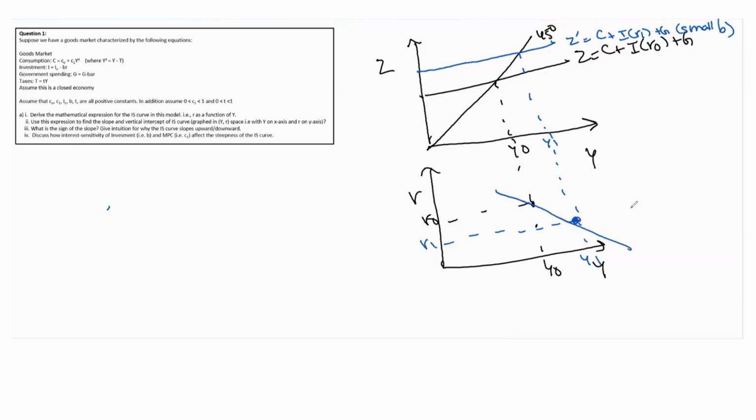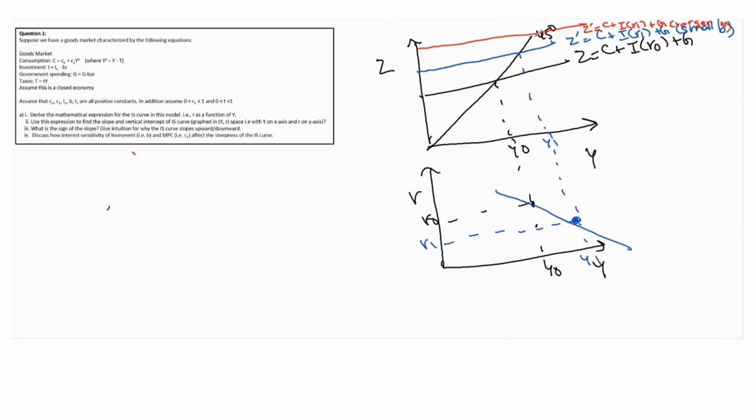Okay, this is like this. Right. So now what if we had a larger B? If the B was larger, if investment was more sensitive to interest rate, then when interest rate went down from R0 to R1, we would have a larger increase in investment and a larger increase in demand, maybe something like this. Then Z prime would be this: C plus I(R1) plus G. So this is a larger B.